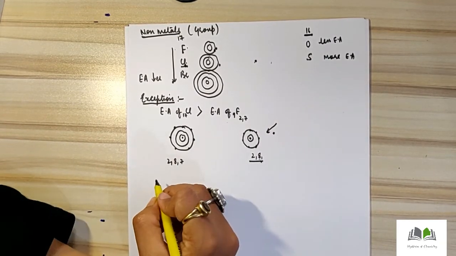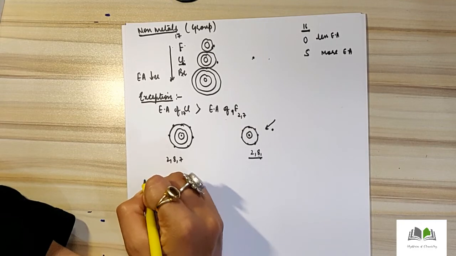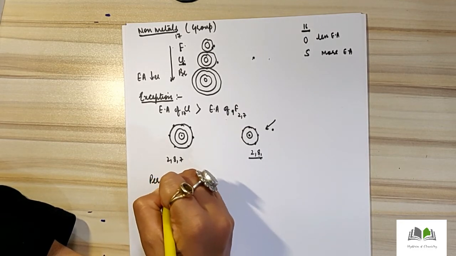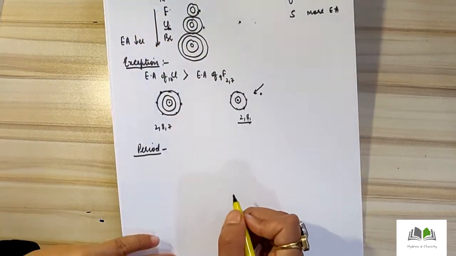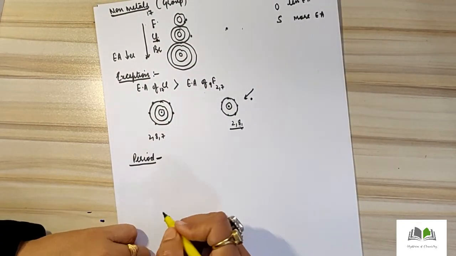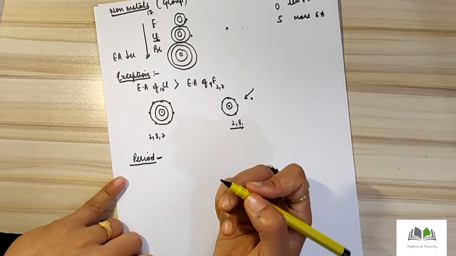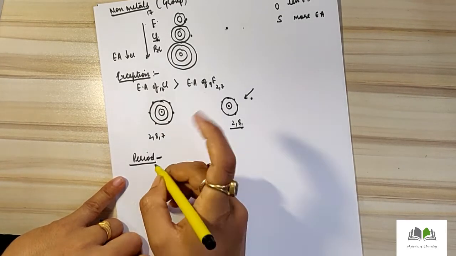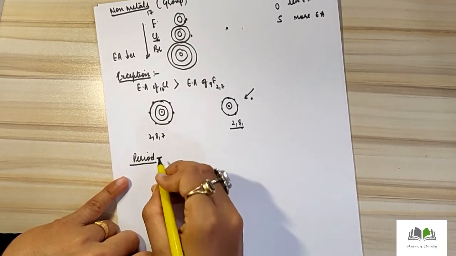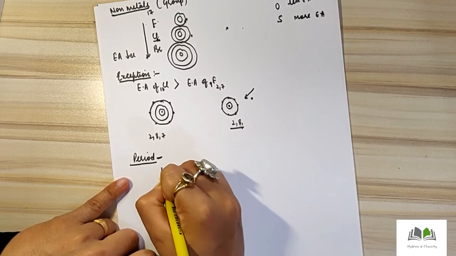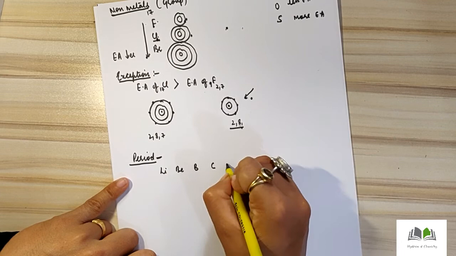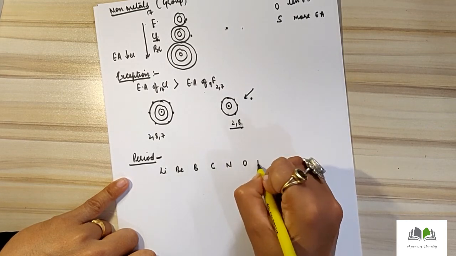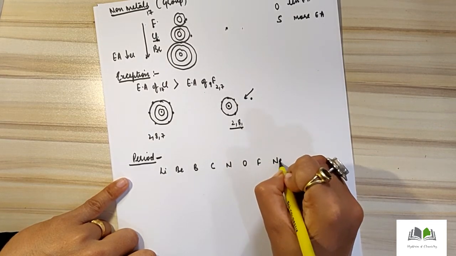Now next is, what is the trend of electron affinity in a period? So when we talk about a period, I have told you, you have to consider one example of one period. So we are taking the example of elements of second period. We start with lithium, beryllium, boron, carbon, nitrogen, oxygen, fluorine, and then we have neon.